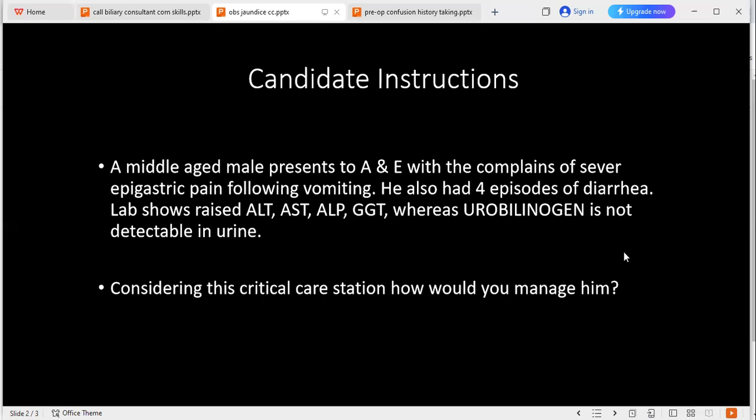Okay. You were telling me about different types of bile stones. Yes, ma'am. What are the most common bile stones that one can come across? Pigmented stones, ma'am. No. Mixed. Yeah, mixed stones.